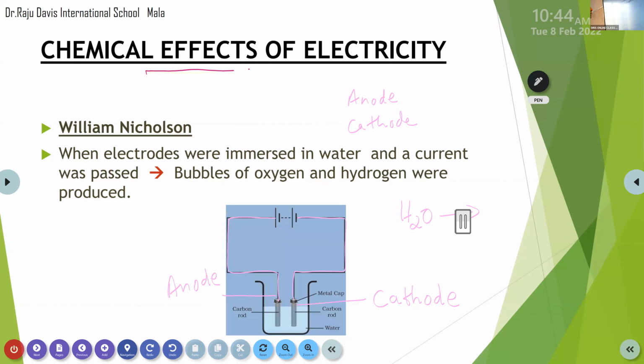Which are the two components of water? Water breaks into what? Which are the elements present in this water? Hydrogen and oxygen. So what is the charge of this hydrogen? Positive. And what is the charge of this oxygen? Negative. Is it clear now? Yes, ma'am. Okay.